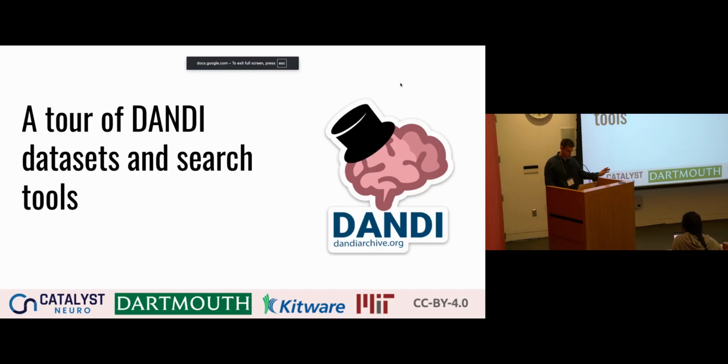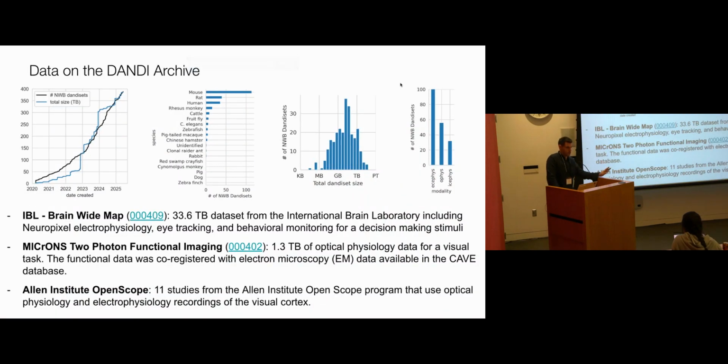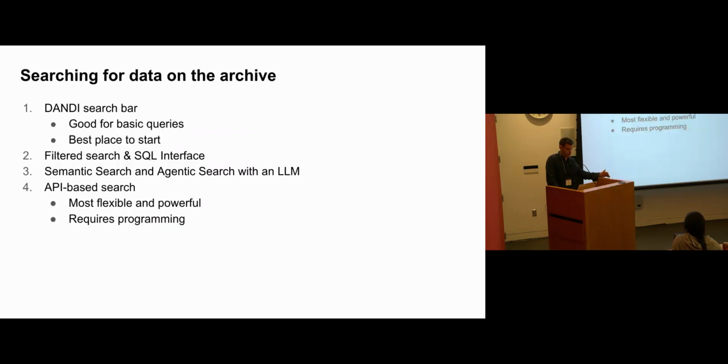Dandy sets and searching tools. All right, so you've seen this before. There are now about 400 Dandy sets in the archive, different species, different sizes, different electrophysiology. We've got really high-value data sets like that from IBL, from Microns, many from the Allen Institute. But how do you search across all the other ones? Because there are hundreds of them. You can't possibly read all of these descriptions.